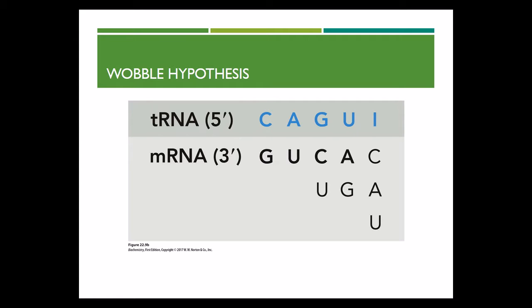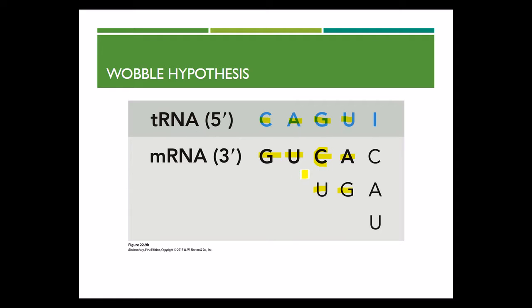The first base of an anticodon determines whether a particular transfer RNA molecule reads 1, 2, or 3 kinds of codons. For example, C or A will only read for one codon. G or U will read for 2 different codons.